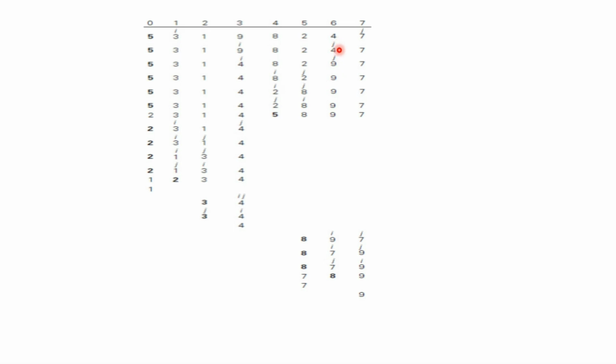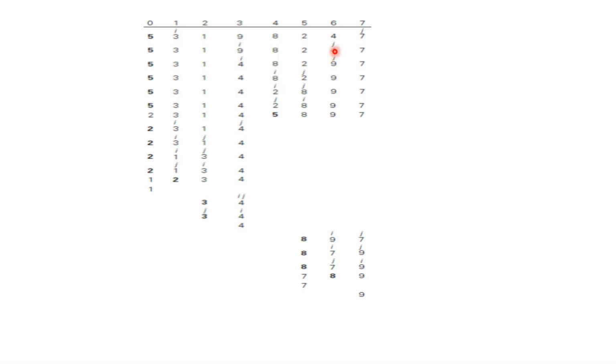Now j is pointing to 4. Now 4 is lesser than 5, so you need to stop the scan. Now you have stopped when i is pointing to index 3 and j is pointing to index 6. Now i is less than j, so what you are supposed to do? Swap the ith element with the jth element.